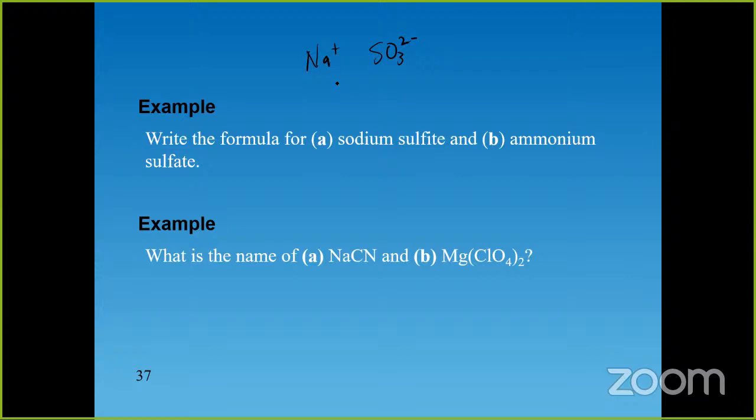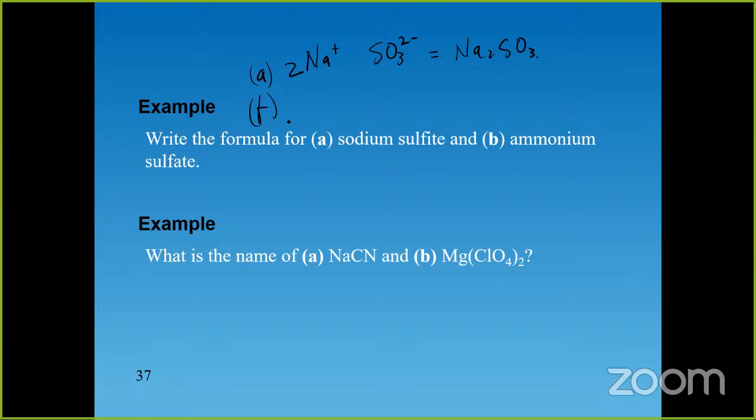In other words, you have to make sure that the total number of plus charges is equal to the total number of negative charges. So of course, that means that in this case, you'd have to multiply this by 2. And therefore, when you put this together, this becomes Na2SO3. All right, so that would be the answer for the A part. Okay, so what would you say is the answer for the B part?